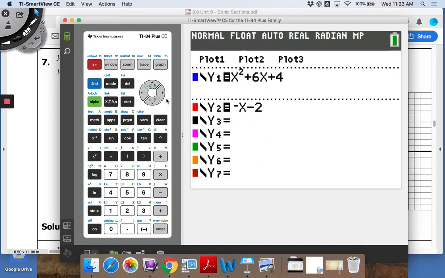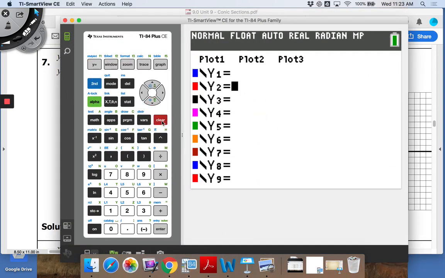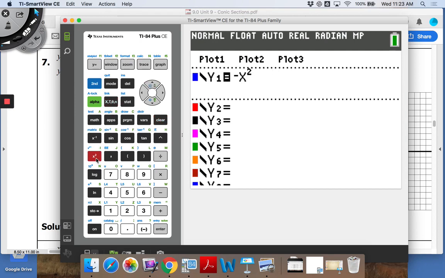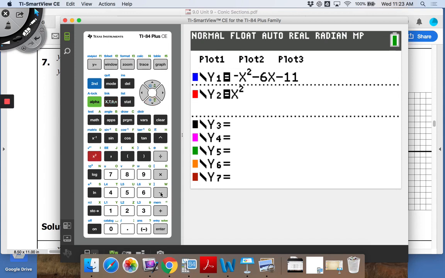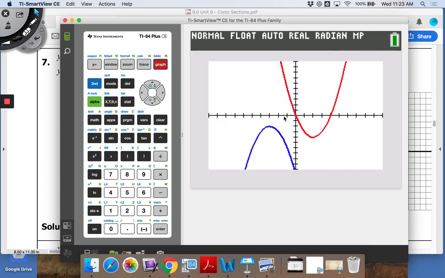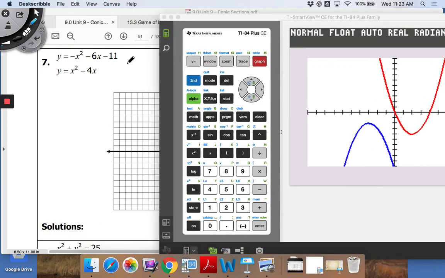So in number 7, when we type this in, we would have negative x squared minus 6x minus 11. And then the other one is x squared minus 4x. So when we click graph, what you're going to notice is these do not intersect. So when you have either a line and a parabola or two parabolas that never would cross, then your solution would be no solution. So that's real quick over today.